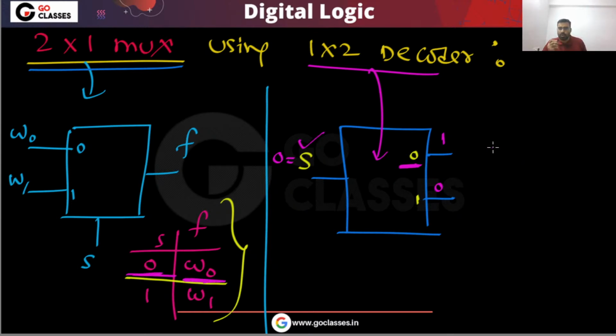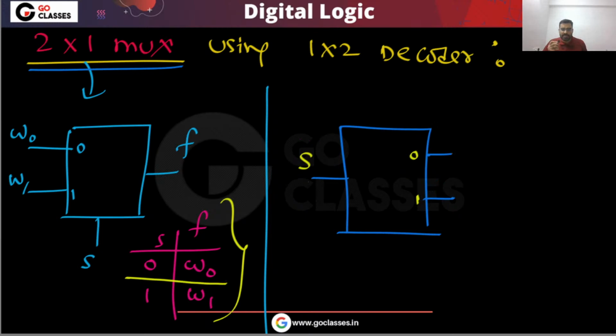So what I can do, very simple, I can connect W0 here, and I connect this line here. Now you can notice I will get W0 here.